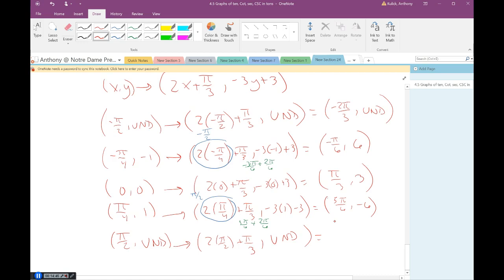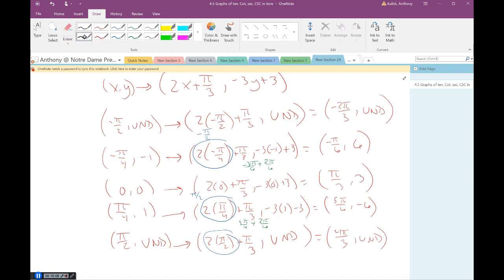Everybody okay there? So when I do 2 times pi over 2, I get just pi, and pi plus 1/3 is just 4/3. So there's my transformed key points.